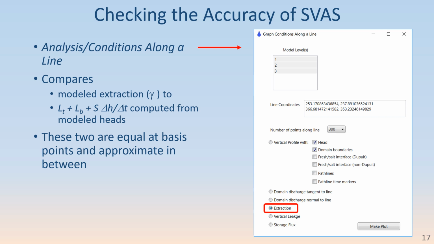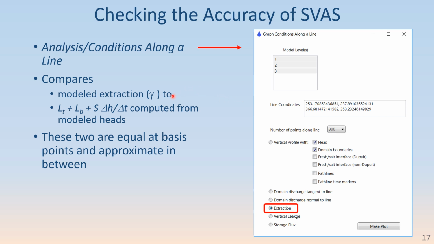It's always a good idea when you're using SVAS to check the accuracy of the basis point spacing and how that SVAS is simulating distributed sources and sinks. You can do that in Anaqsim under the analysis menu, conditions along a line. Here's the form that will pop up if you choose that, and you want to select extraction. Here's the line coordinates that you can digitize and paste in here. It will generate plots for all the model levels you selected. So for a given level, you'll get 2 curves.